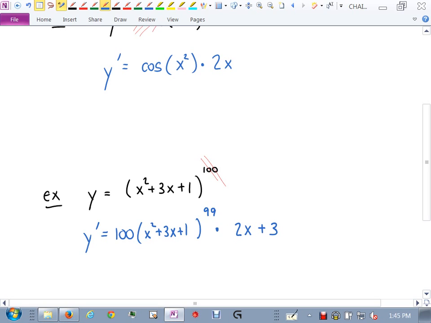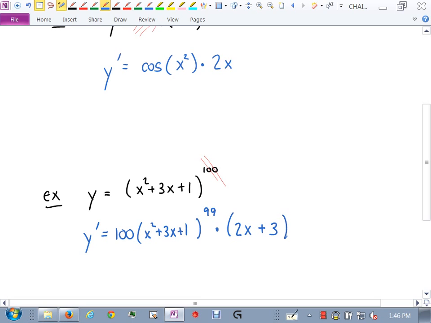Now, when I write that, would it be correct to write it that way? No. I need parentheses around this. Because this means all of that just times 2x, then add 3. That's not what we want. We want that whole thing times 2x plus 3, which means we would have to distribute it through. But that's it. It's done. The derivative's done.